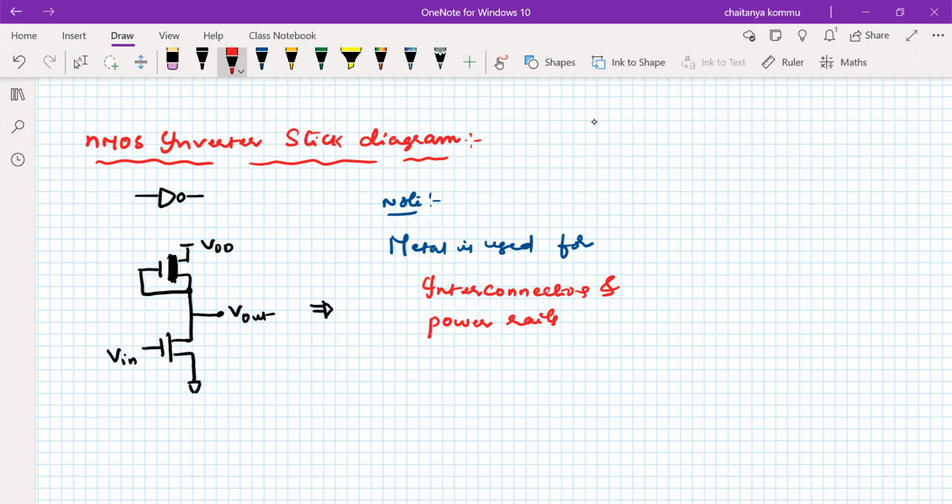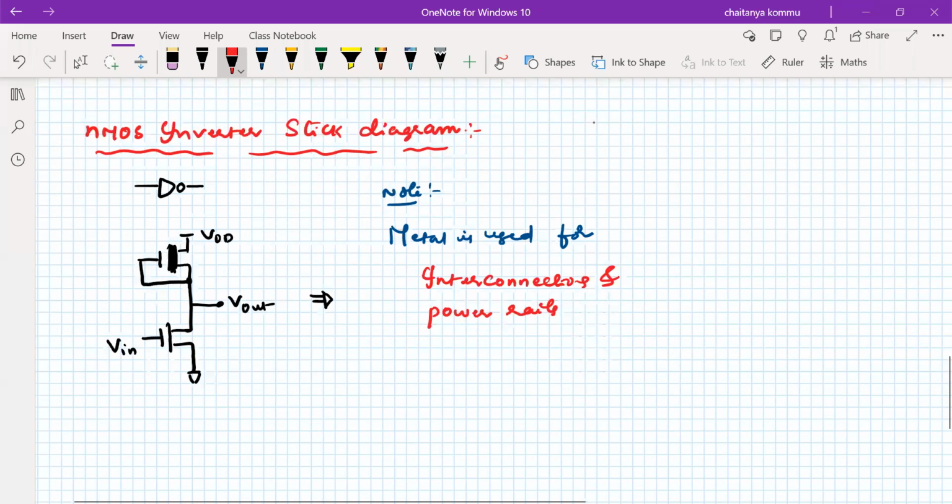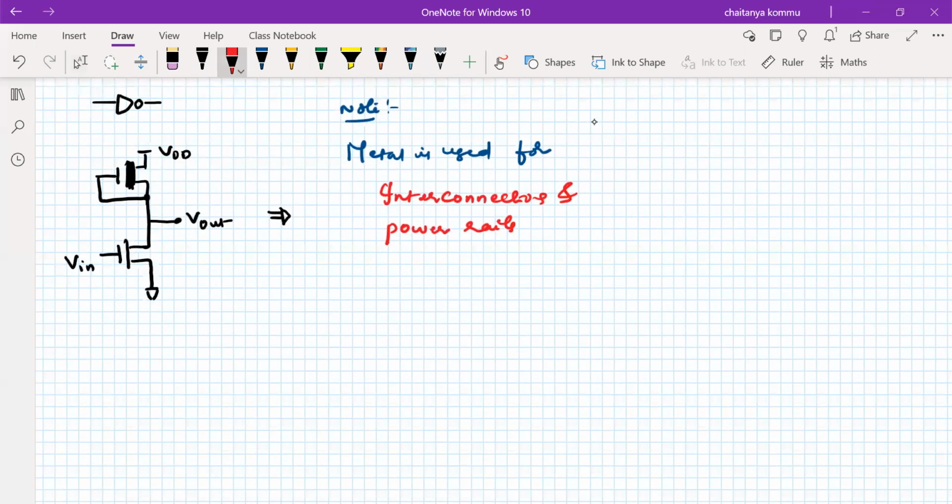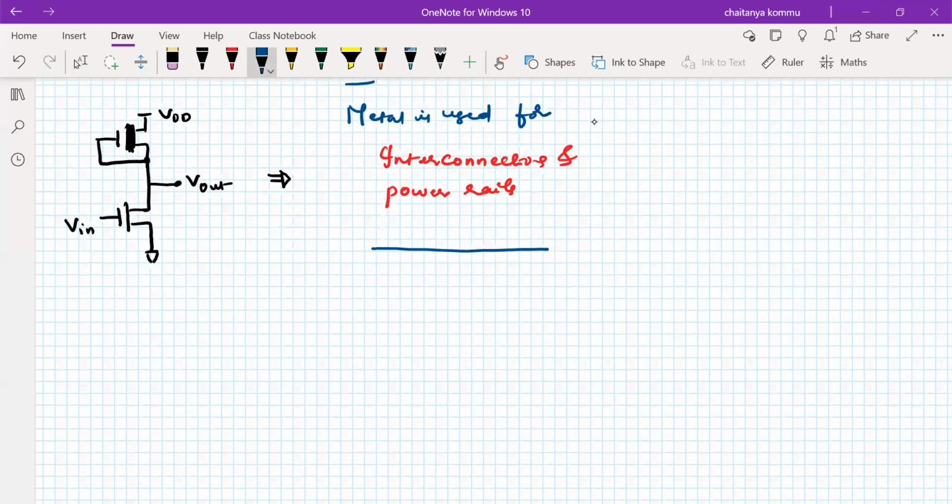In addition to the interconnection, power rails also will be implemented by using the metal lines. So we have to keep this in our mind. Now let us draw this one. VDD and ground are nothing but power rails. So I have to take power rails here. One line for the VDD, one line for ground. First of all, I have to consider two lines. One blue line is meant for the VDD power line, and another blue line for ground.